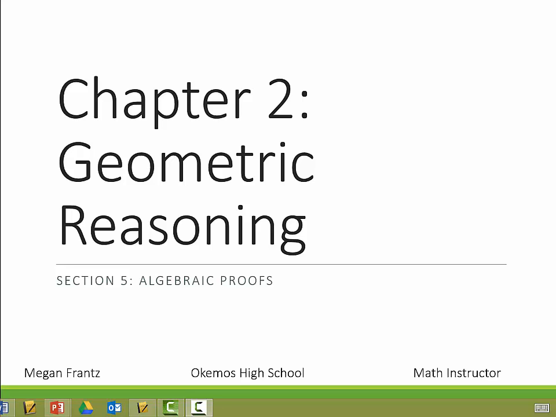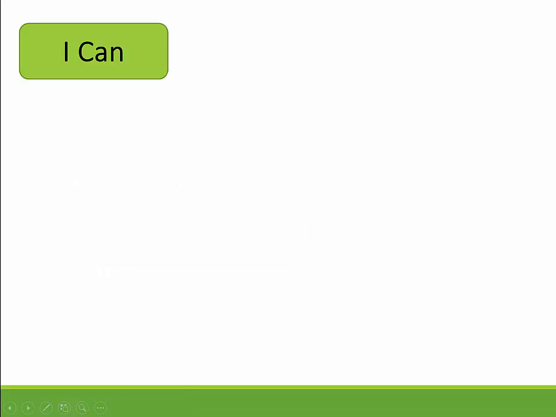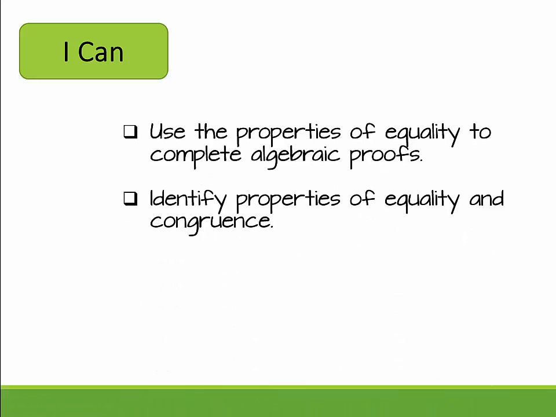Chapter 2, Section 5 is about algebraic proofs. By the end of this lesson, you should be able to use the properties of equality to complete algebraic proofs and identify properties of equality and congruence.